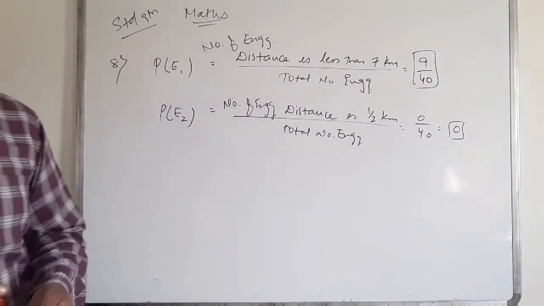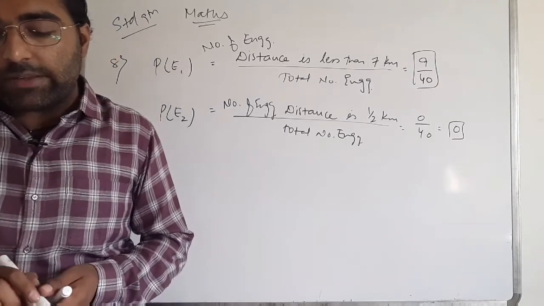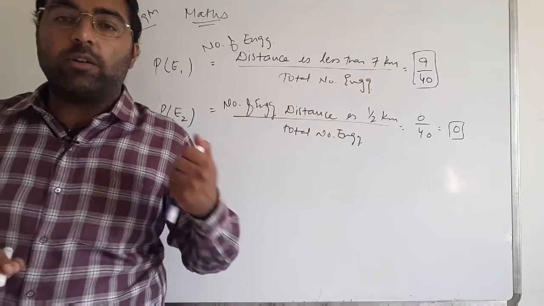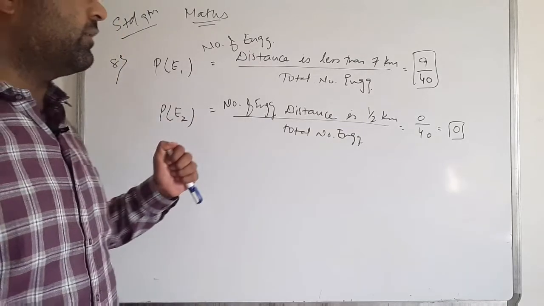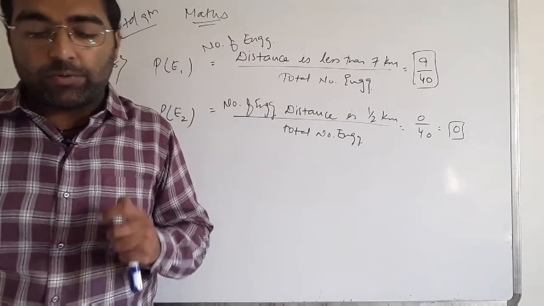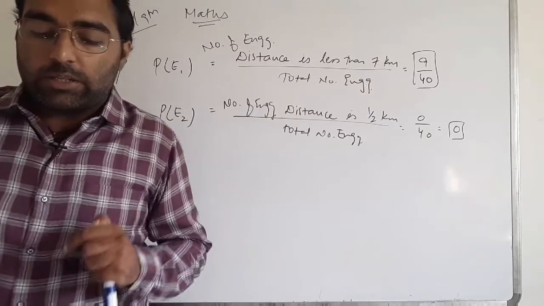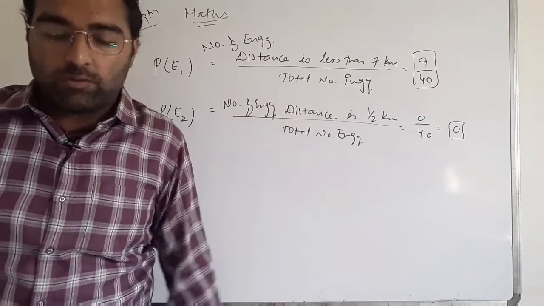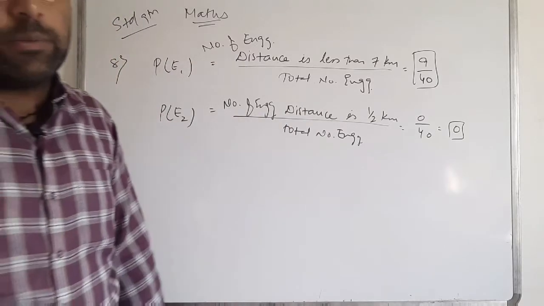Okay, this is an impossible event. The number of engineers living within half a kilometer from her place: there are no such engineers given in your data, or no value given that is within half a kilometer. So the answer is 0. Your answer will be 0 by 40, so the final answer is 0. It is an impossible event.